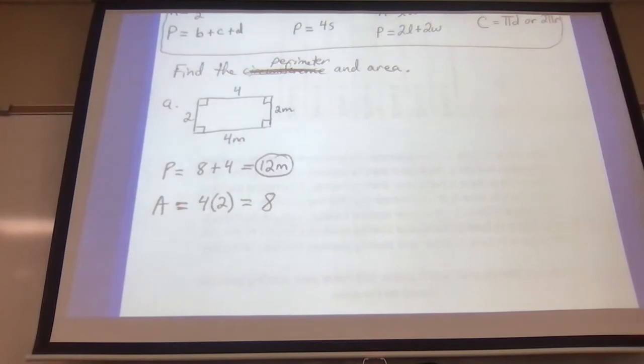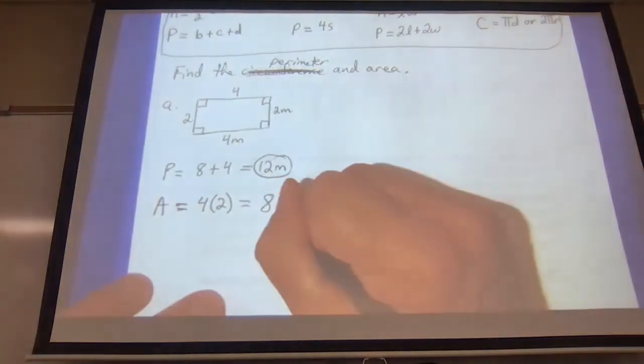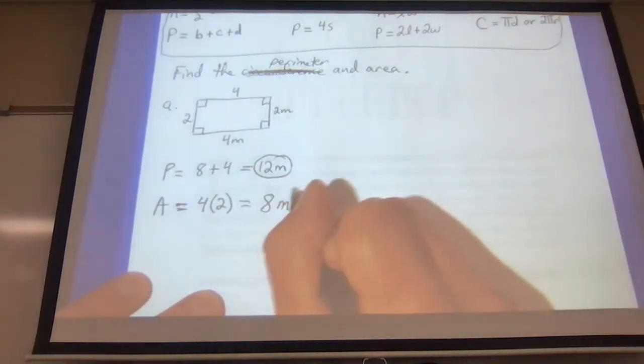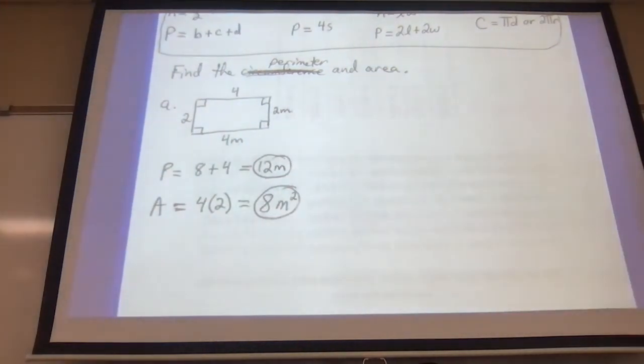But when we do area, does anybody remember how we label area? Yep. That's going to be meters squared. Yep. You're going to square the units. So whatever your units are, you're going to take it to the second exponent. In this case, we had meters, so our answer is going to be 8 square meters. All right, that was a rectangle. Any questions with the rectangle?